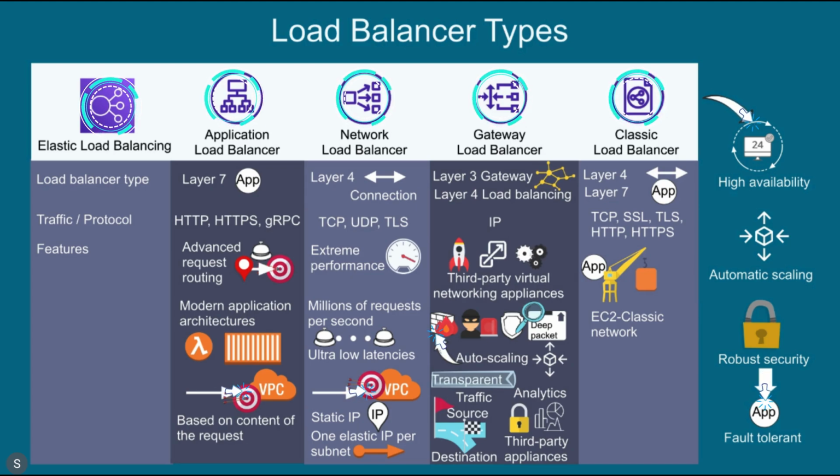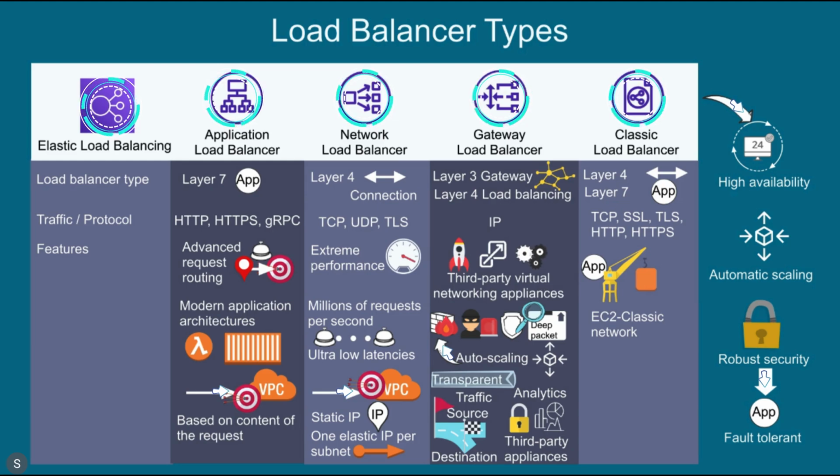Application Load Balancer functions at the application level, Layer 7. It is best suited for load balancing of HTTP, HTTPS, and gRPC traffic, and provides advanced request routing targeted at the delivery of modern application architectures, including microservices and containers. Application Load Balancer also routes traffic to targets within Amazon VPC, based on the content of the request.